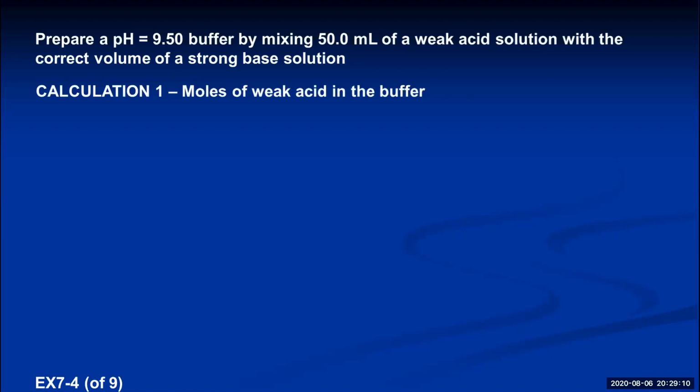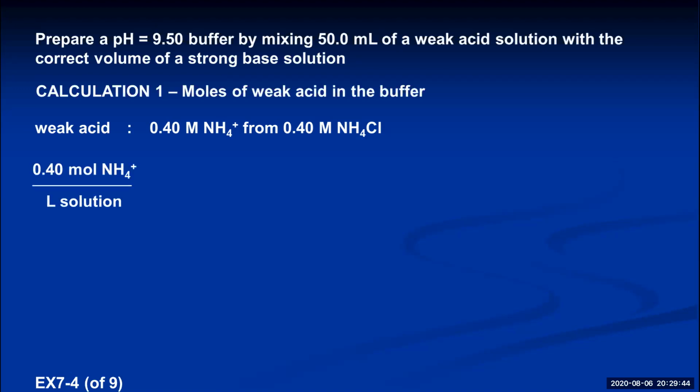So how do you get moles of a component? You go molarity times volume. Now, what's the molarity of the weak acid here? Well, we know it's coming from the ammonium chloride, which was 0.40 molar. And because ammonium chloride has 1 ammonium ion in its formula, you just have to multiply the molarity of the ammonium chloride by 1. And so therefore 0.40 molar ammonium chloride will have in its solution 0.40 molar ammonium ions. That's the concentration of the ammonium ions. The volume of the weak acid solution we're going to use is 50.0 milliliters. We're going to multiply those together.